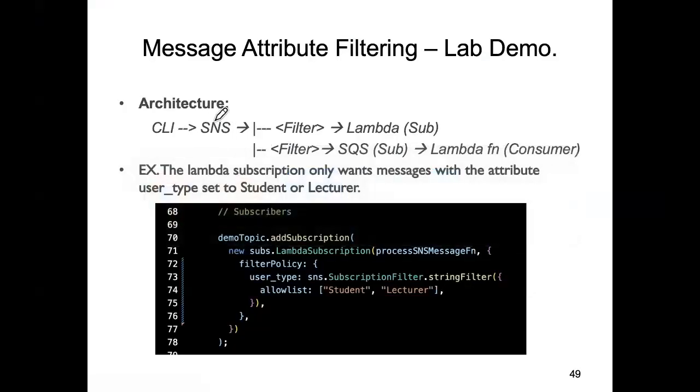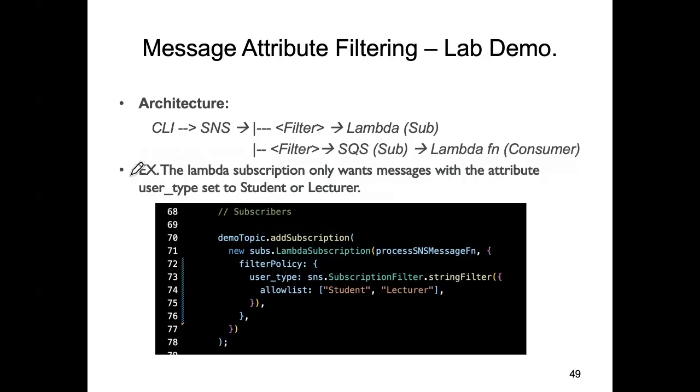Okay. So we've got an SNS topic. We're going to use the AWS CLI for convenience as a publisher to that topic. We've got two subscribers. One subscriber is a Lambda. The other subscriber is an SQS queue. And this is the way I'm indicating that we're going to have filtering on the subscription of both of these subscribers.